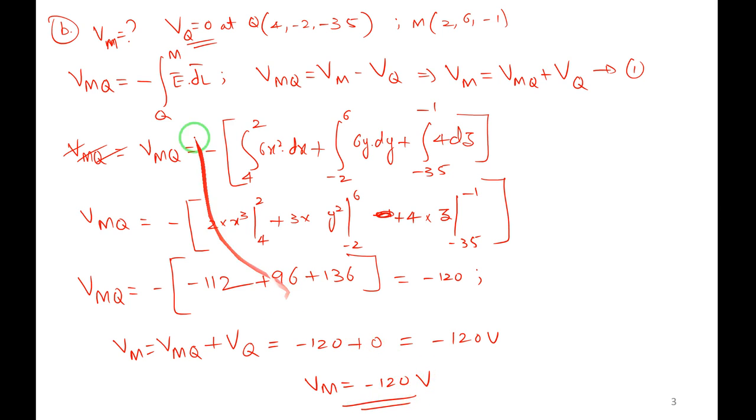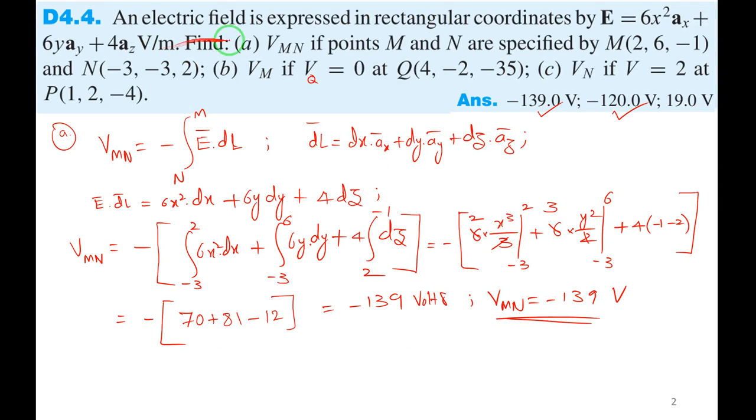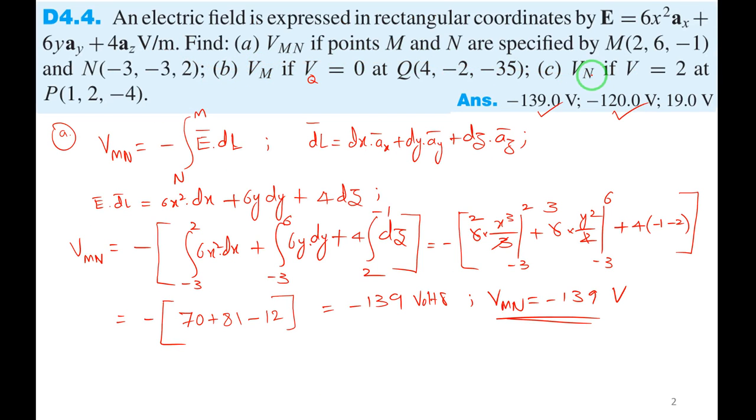Okay. Next we'll take up part C. In the earlier part, the reference was 0. Here, the reference point is having 2 volts. We'll continue by making use of the definition formula of potential difference. Part C. So what they have given: find out Vn, potential at point N, if V equal to 2 at P, so and so they have given, right?